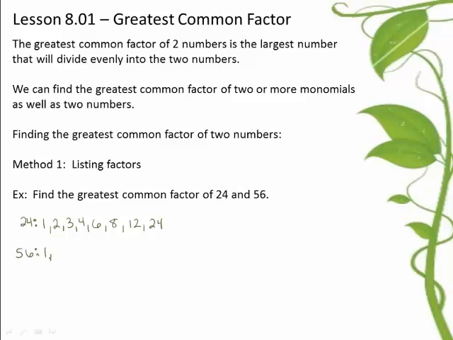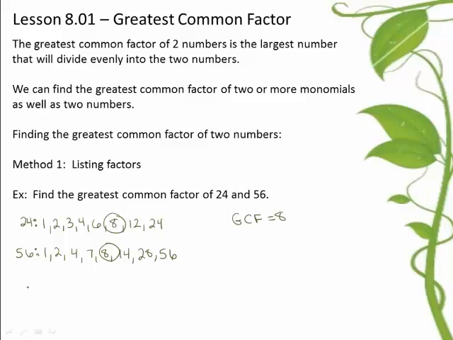56 will divide evenly by 1, 2, not 3, it will divide by 4, not 5, not 6, it does divide by 7 and 8, not 9, not 10, not 11, not 12 or 13, it will divide by 14, and then 2 times 28 and 1 times 56. Now we look at the two numbers and we find the largest number that they have in common, and that is 8. So the greatest common factor is 8.